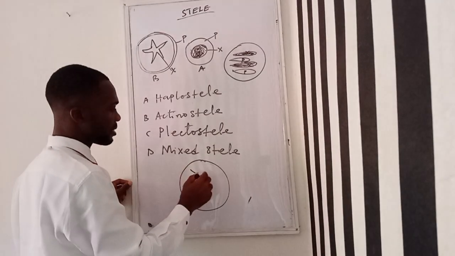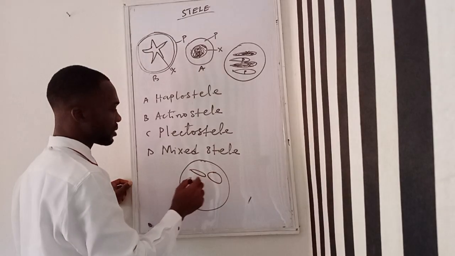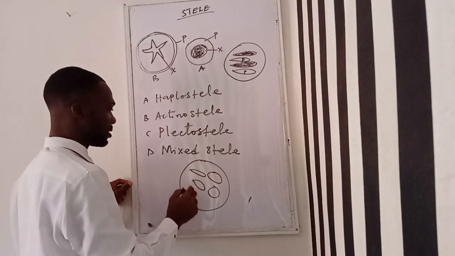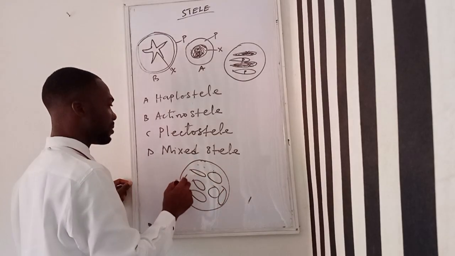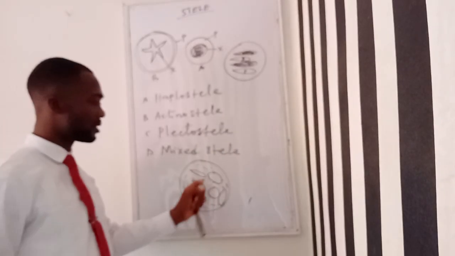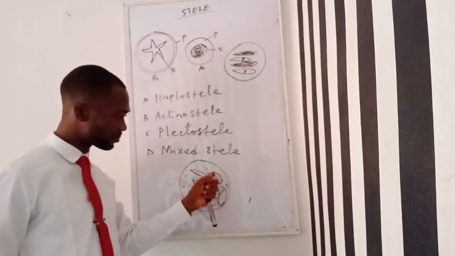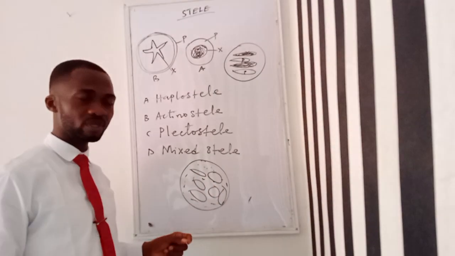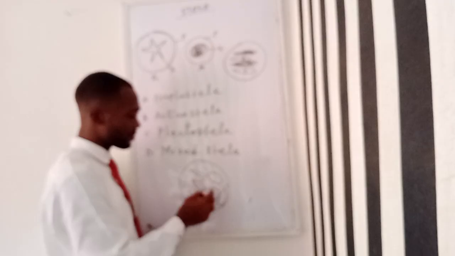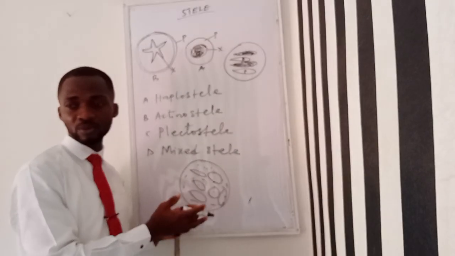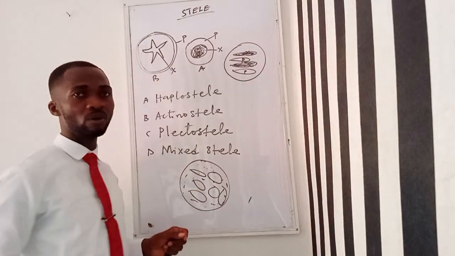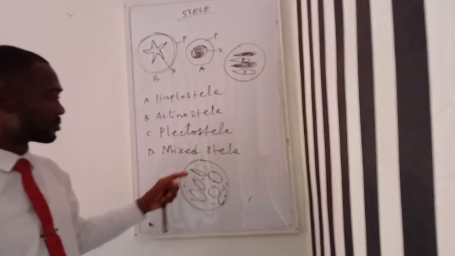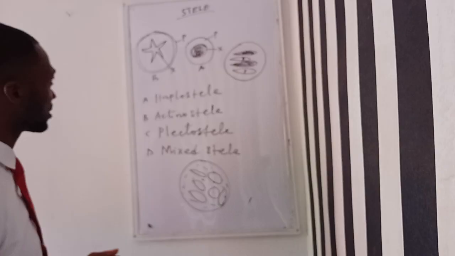So in the case of mesostele, you discover that the xylem forms various irregular groups that are embedded in a mass of phloem. So the xylem forms various irregular groups, and these various irregular groups are now embedded in a mass of phloem. So this is what happens in the case of the mesostele.